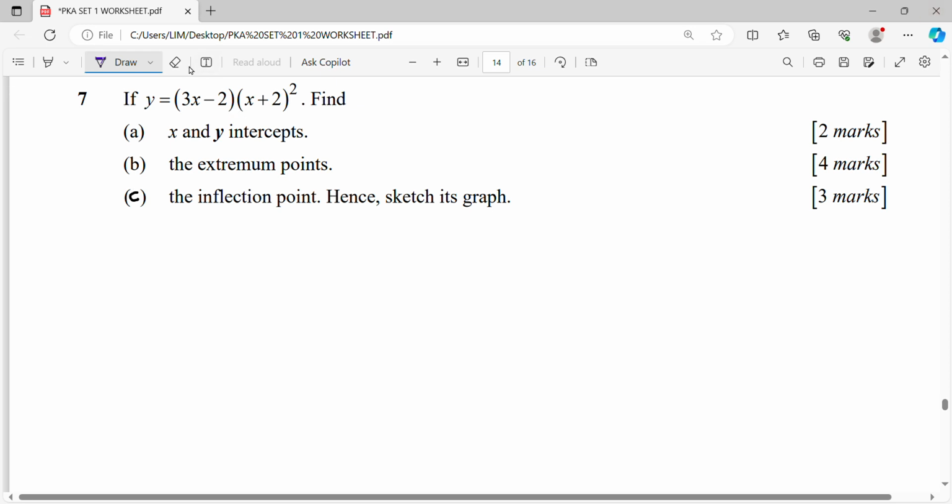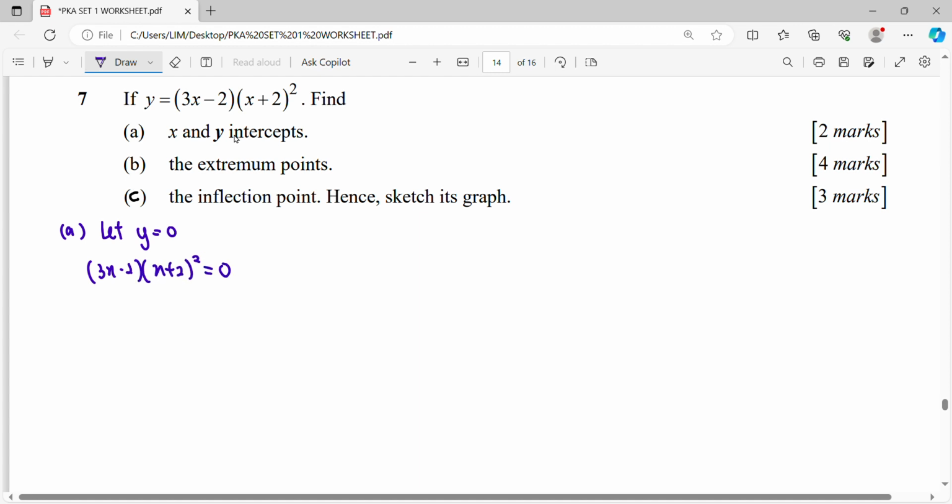Okay, so for this question, they say if y equals 3x minus 2 times (x plus 2) squared, so this is a polynomial function, supposedly, find the x and y intercepts. So for part A, to find the x-intercept means we have to let y equal 0 and find out the value of x. Therefore, (3x minus 2)(x plus 2) squared will be equal to 0.